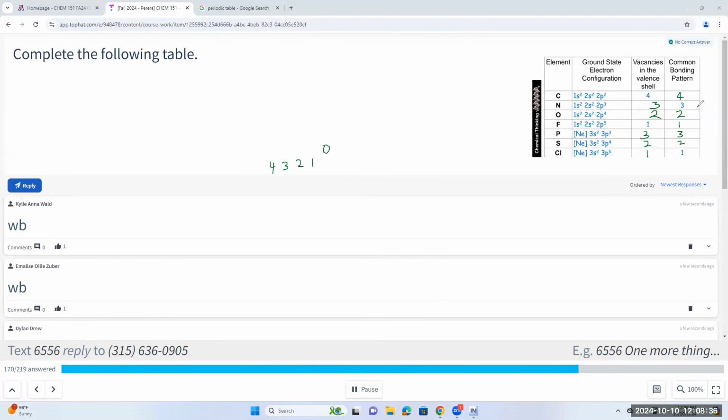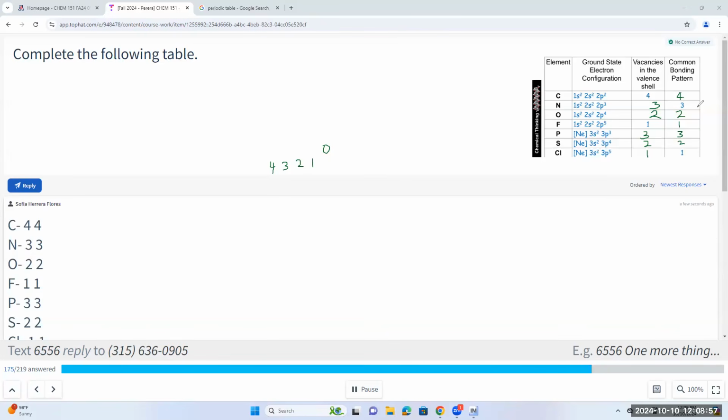So what do you notice? The relationship between the number of vacancies and the common bonding pattern. They are the same. So that is how we explain the common bonding patterns of the elements. The elements form a number of bonds that is equivalent to the number of vacancies they have in the valence shell.